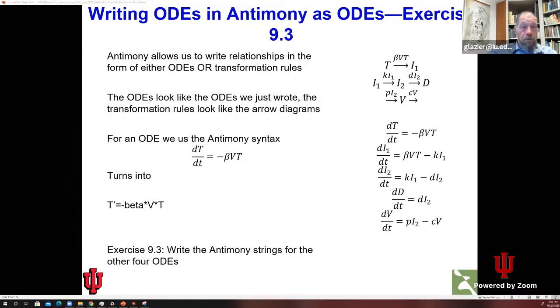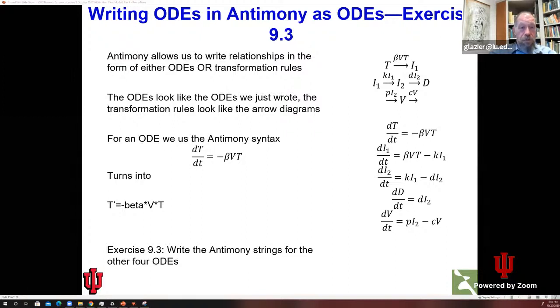I mean, the nicest thing, of course, is when the paper has both the arrow diagrams and the ODEs. In that case, you don't have to do this work by hand. But an unfortunate number of papers only have one or the other. And so it's important to get familiar with that. And I'll do my best to warn people when there are inconsistencies in notation.